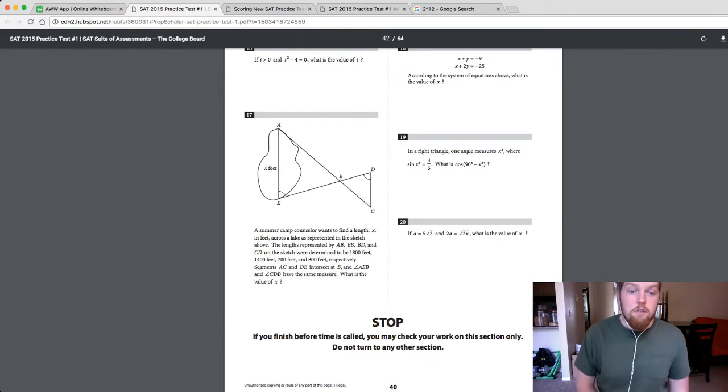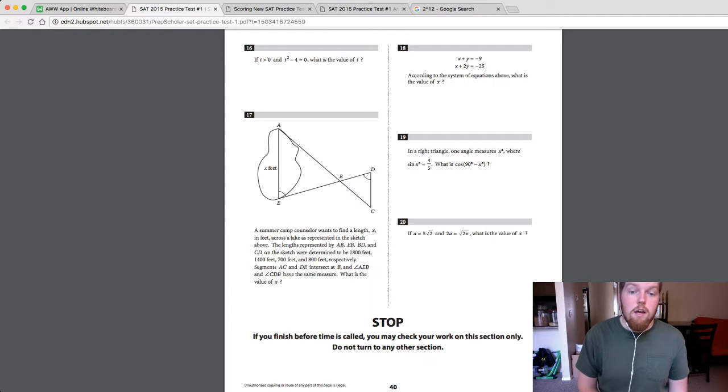Number 17. A summer camp counselor wants to find the length x in feet across a lake as represented in the sketch above. The lengths represented by AB, EB, BD, and CD on the sketch were determined to be all of those lengths. Segments AC and DE intersect at B, and angle AEB and CDB have the same measure. What is the value of x?